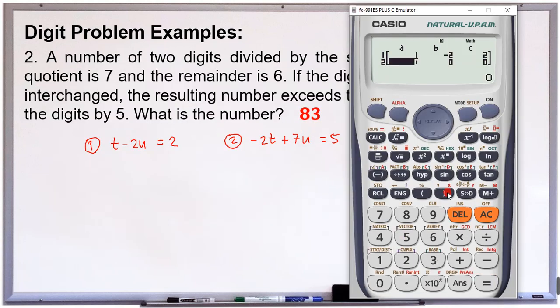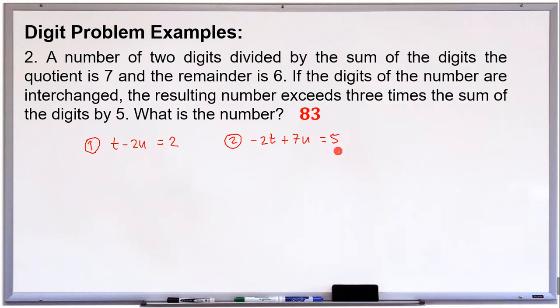Okay, then equals. Next we have negative 2, then 7, and then 5. So our t is 8, and then our u is 3. Okay, so we have t is equal to 8, then our u is equal to 3. So therefore, the number is 83, and it is indeed correct.